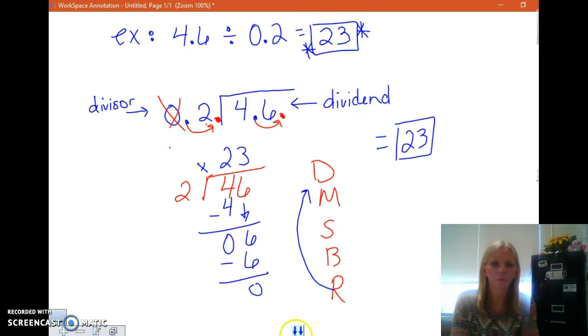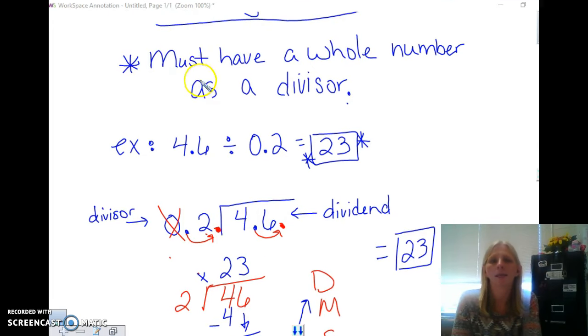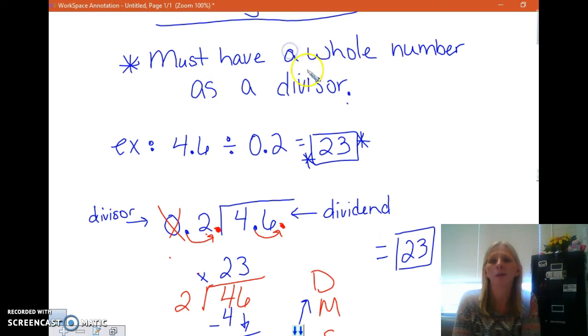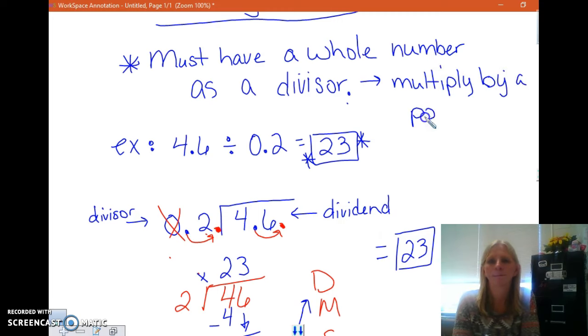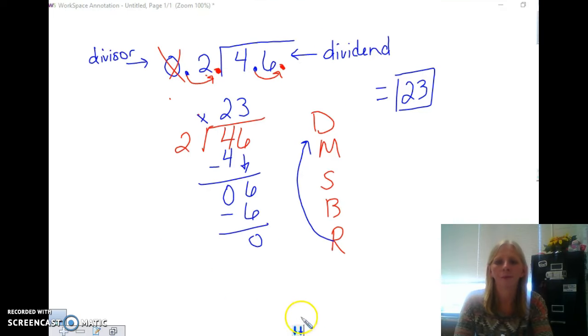So really, the only thing that changes is that we have to have a whole number as the divisor. In order to do that, we multiply by a power of 10. After we do that, it's just division like normal. Let's do another one.